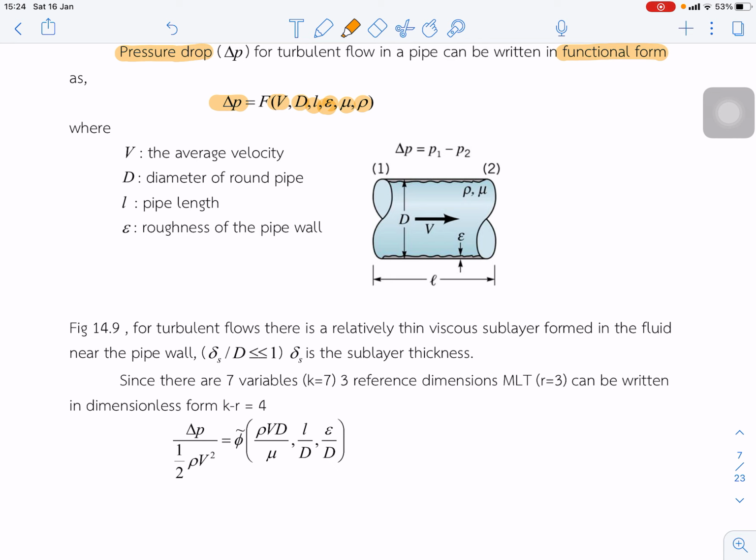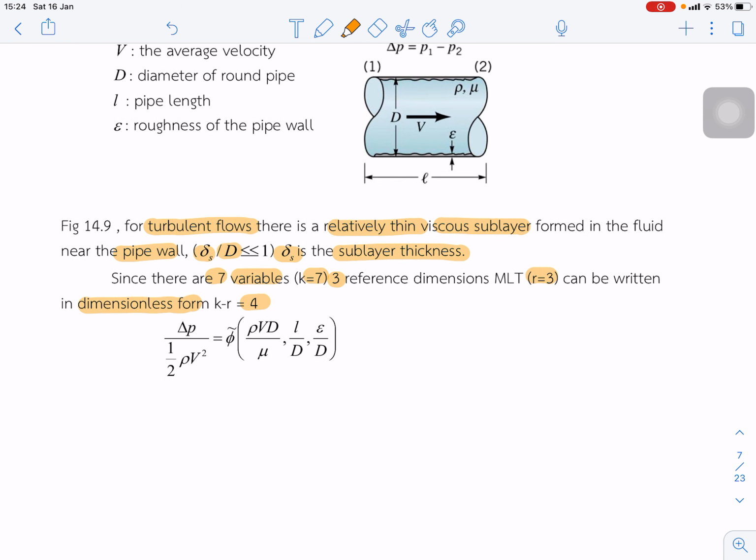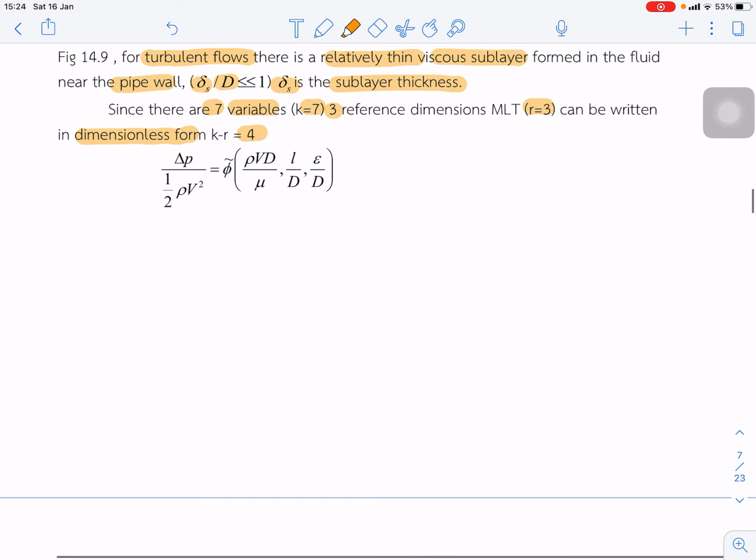This figure shows that for turbulent flow there is a relatively thin viscous sublayer formed in the fluid at the pipe wall, and this is the viscous sublayer, delta_s, or y divided by this, less than 1, and this is the sublayer thickness. So in this case there are 7 variables. For k equals 7 we have 3 reference dimensions, so we can write the dimensionless form with 4 terms in this equation. Okay, we have 4 dimensionless variables.